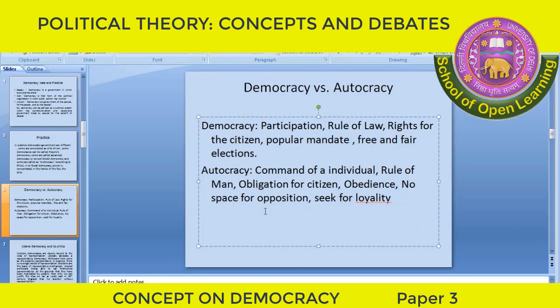According to the elitist, in liberal democracy, power is concentrated in the hands of a few. But deliberative democracy says power should not be concentrated in the hands of the few. It should go deep down to the people, and people should participate. There should be decentralization of power. The deliberative democracy in the Indian context says decentralization of power.